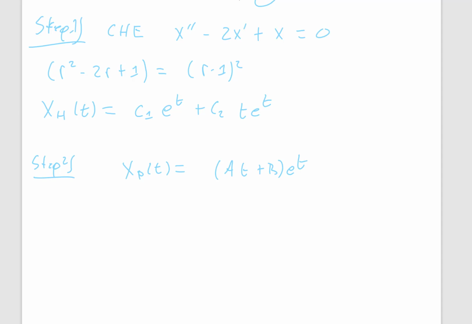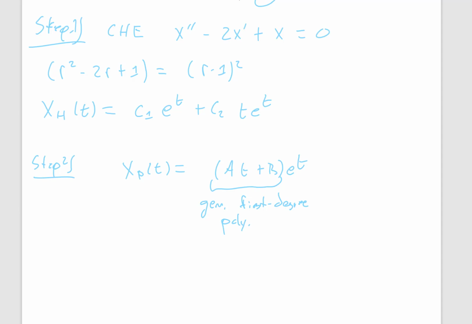Okay, if you have a polynomial times e to the t, then your guess is going to be a general form of that degree polynomial times e to the t. So if you have something like t cubed e to the t, your guess would be the general third degree polynomial times e to the t. We have t times e to the t. t is a first degree polynomial, so our guess is going to be a general first degree polynomial. Let me just write that. This is the general first degree polynomial times e to the t. Okay, that's kind of like step 2.1.